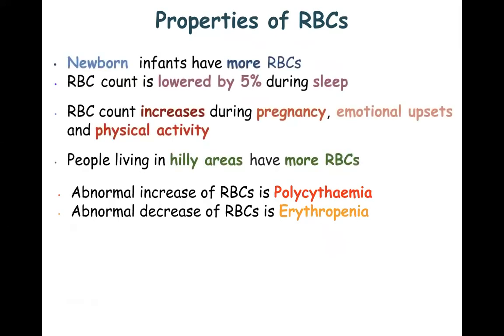So we have the combined properties of RBCs: the newborns have more RBCs. The RBC count is lower by 5% during sleep. RBC count increases during pregnancy, emotional upsets or physical activity. People living in hilly areas have more RBCs, and abnormal increase is polycythemia. Abnormal decrease is called erythropenia.